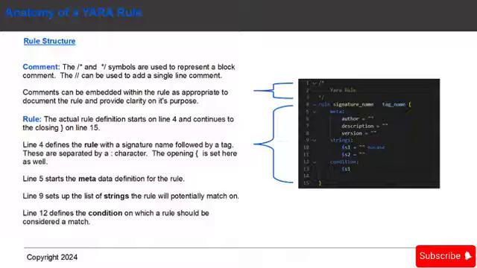Line 5 starts the metadata definition for the rule. This is sort of some high-level information about the rule itself. Line 9 sets up the section for handling the definition of our string values. And then line 12 defines the condition on which a rule should be considered a match.